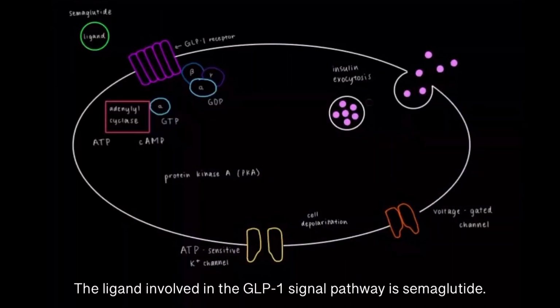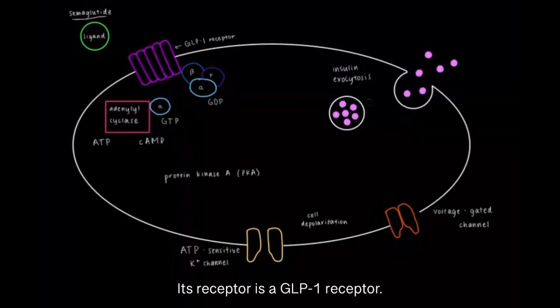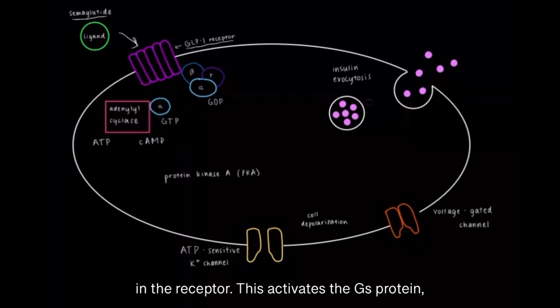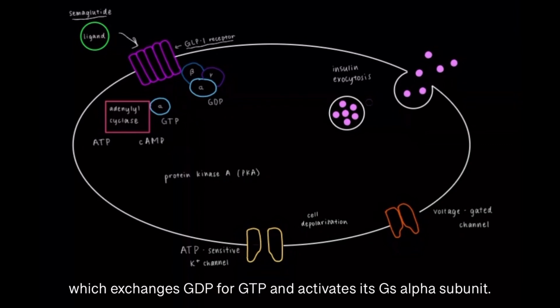The ligand involved in the GLP-1 signal pathway is semaglutide. Its receptor is a GLP-1 receptor. When semaglutide binds to a GLP-1 receptor, it causes a conformational change in the receptor. This activates the GS protein, which exchanges GDP for GTP and activates its GS alpha subunit.